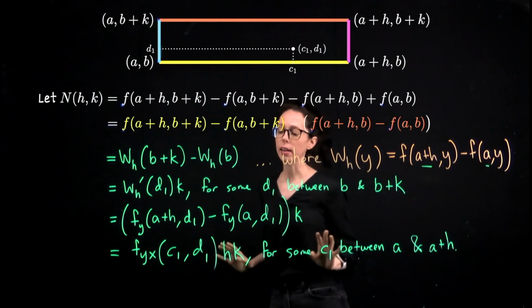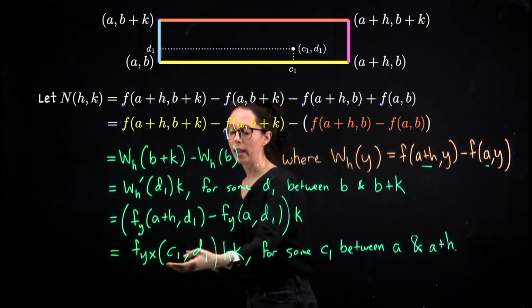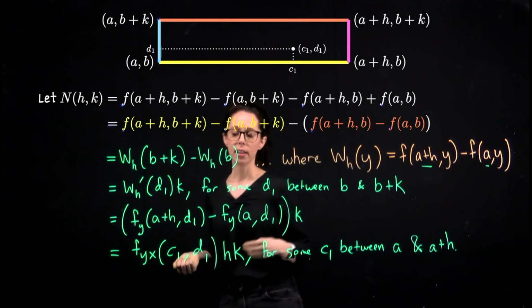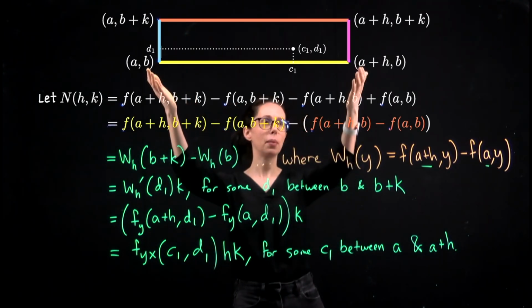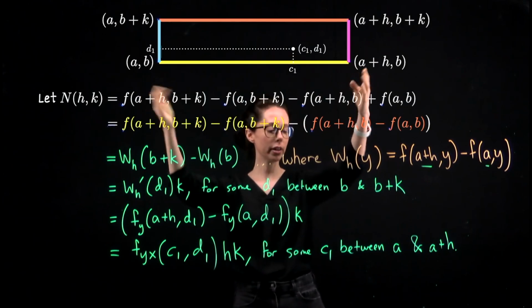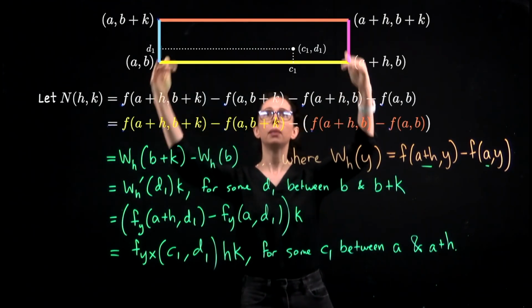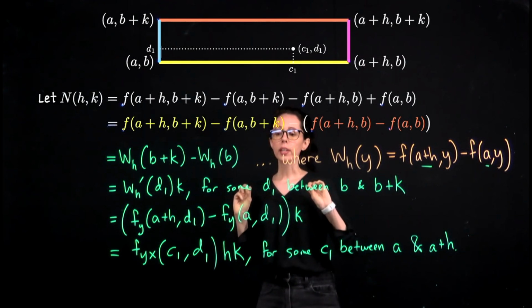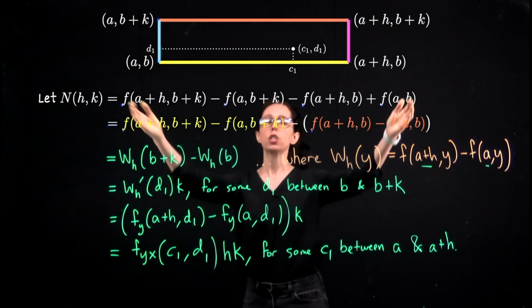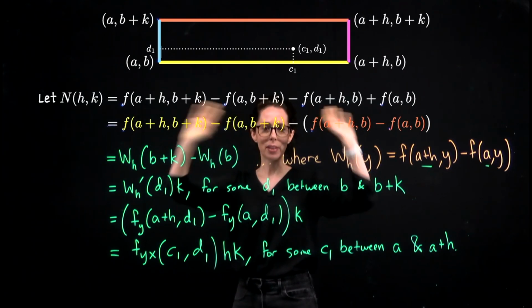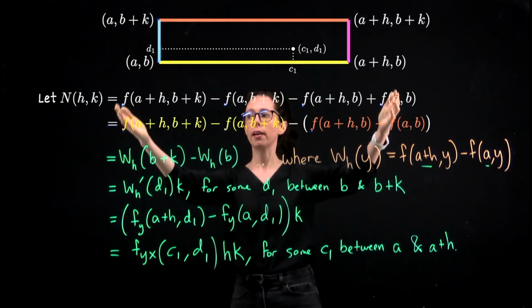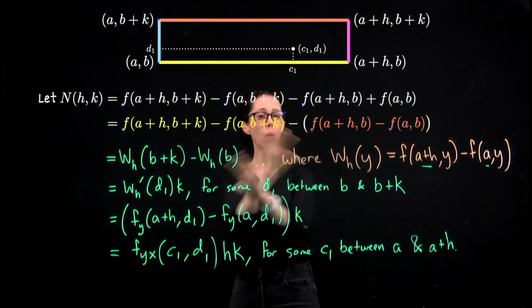We are not at all done. For one thing, this is f sub yx at some point c1, d1, which I have now plotted in this rectangle. C1 is between A and A plus H, regardless of how these two are ordered. D1 is between B and B plus K, so we're somewhere in the interior of this rectangle. We are going to start over with this expression. So in a moment, I'm going to step aside, let you write this down. In a moment, I'm going to return to these four function outputs, but we're going to reverse the order.